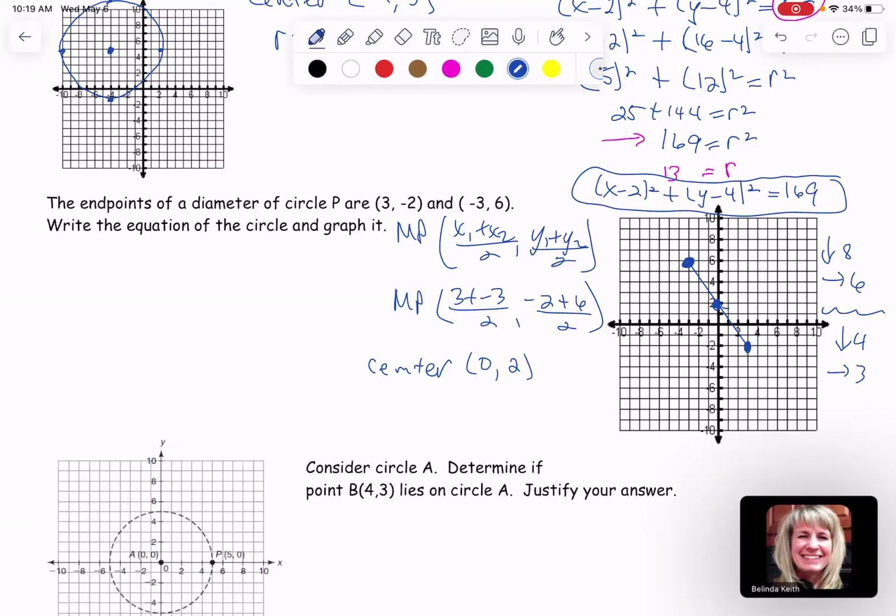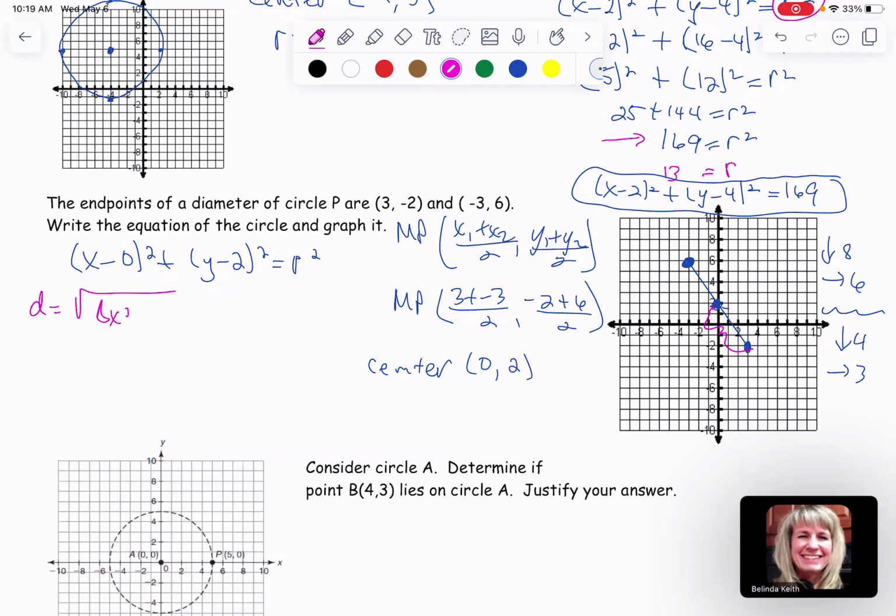So just another option. Okay, now when we write our equation, I'm going to say x minus 0 squared plus y minus 2 squared. I still need to know what the radius is. Well, I know the length of my radius should be the distance from my center to an endpoint of the diameter. So I can calculate that using the distance formula. That's why we talked about that earlier.